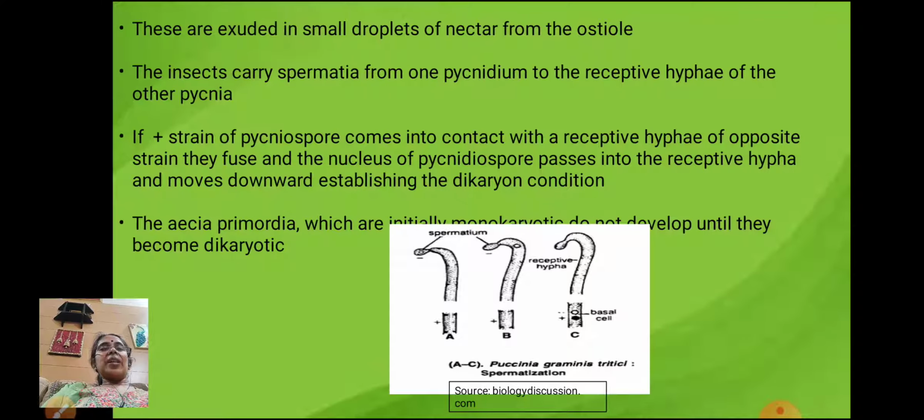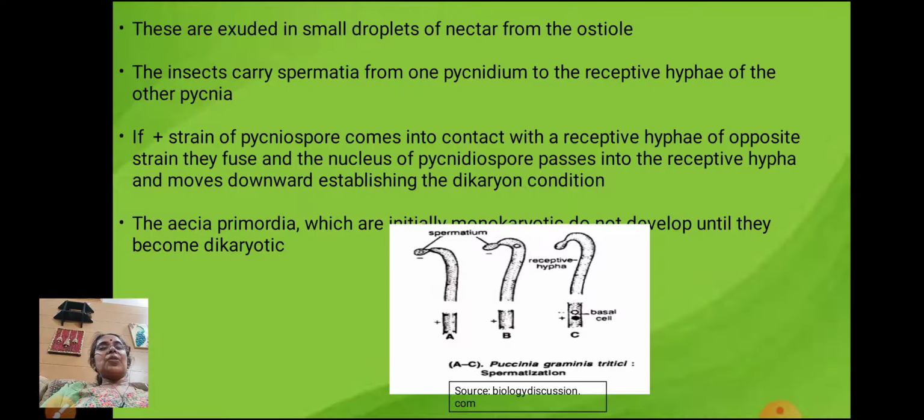So, these spermatia are exuded out in small droplets of nectar from the ostiole. The insects are attracted to the nectar, so they come and suck this nectar. During their feeding, these spermatia get attached either to the mouth parts or the leg parts of the insect, and when they visit another pycnidium, they are carried from one pycnidium to the other pycnidium.